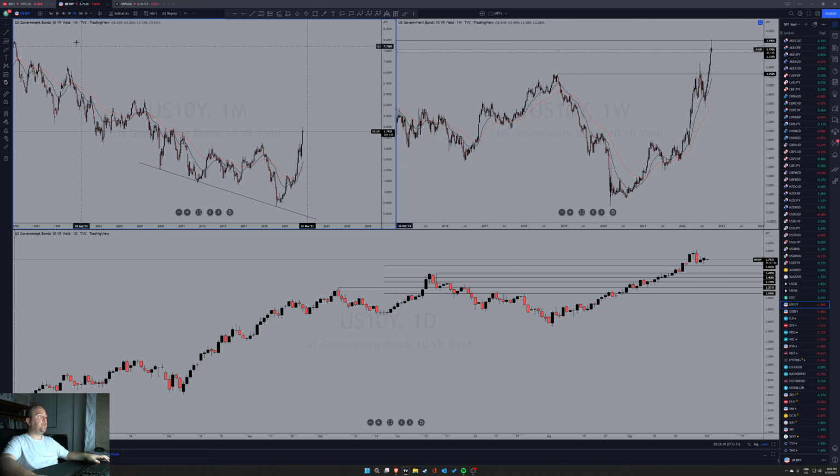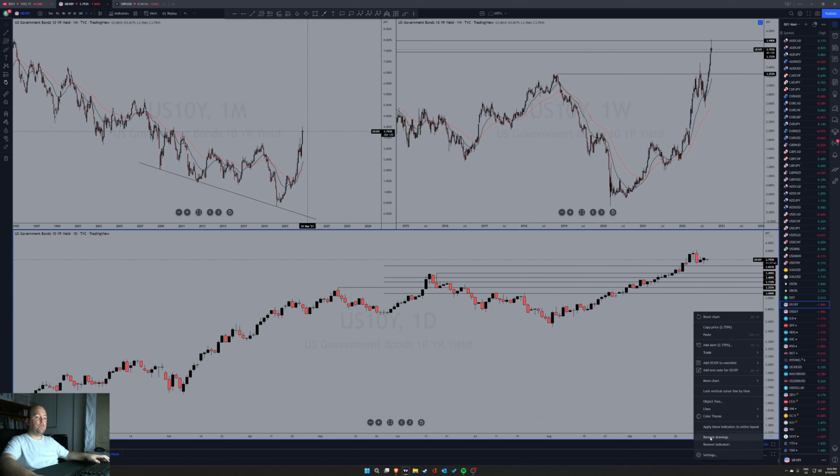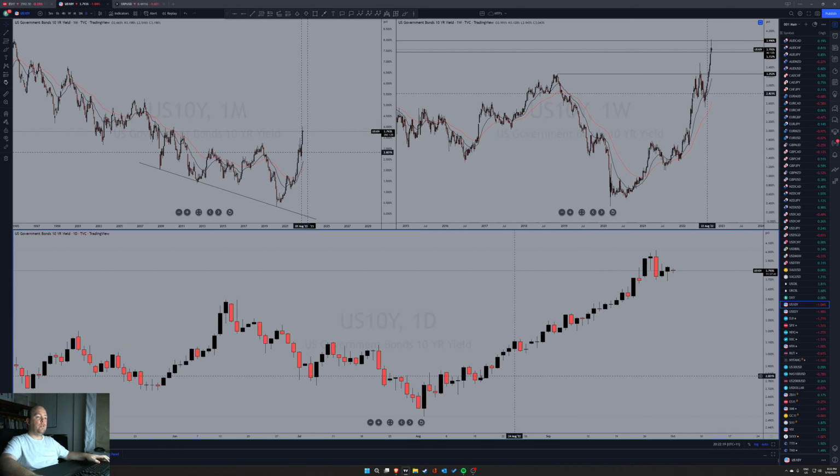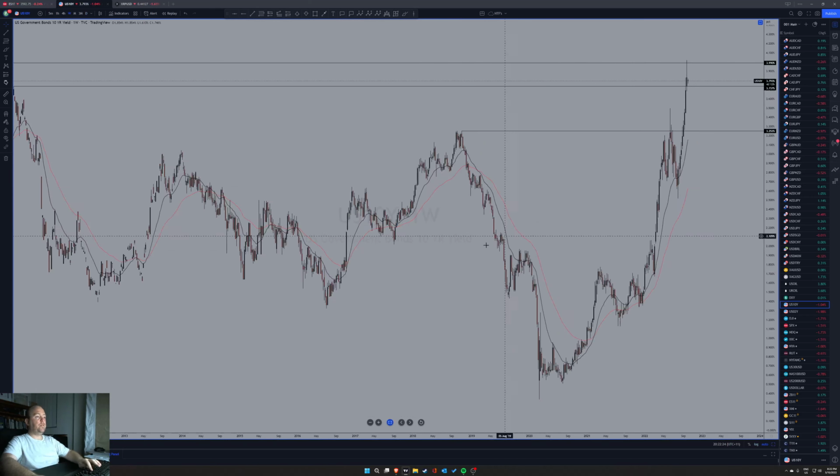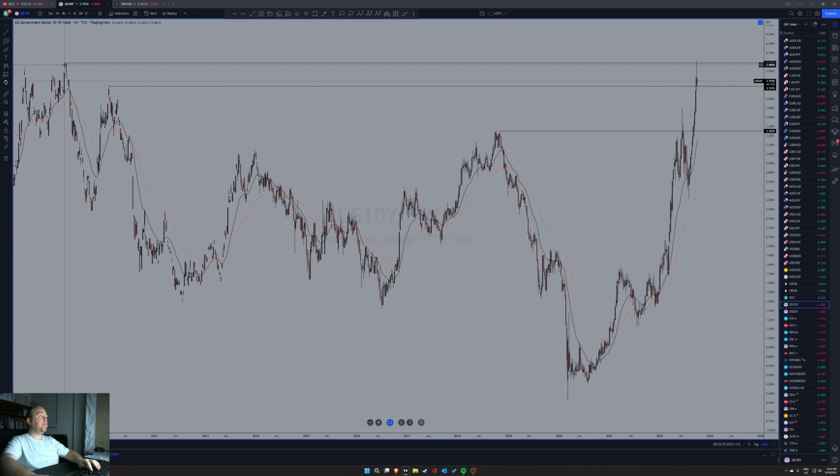Anyway, we'll start here with the 10-year yield. You can see bonds has just smashed through all these levels I've had marked in, so it's time I'm removing them. Broke the previous high. We look at the weekly and see we came up to the 5th of April 2010 high and broke that with this wick.